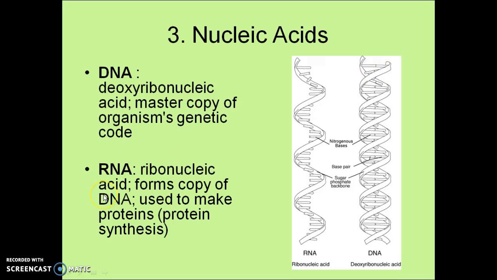RNA, or ribonucleic acid, is used to make a copy of a short section of DNA, and that copy of the short section of DNA can be used to create proteins. Creating proteins is also called protein synthesis. This is RNA. The major difference that I see here between DNA and RNA is that RNA is just a single chain of nucleotides. Okay. And we're going to do a second video for the protein so we don't run out of time.